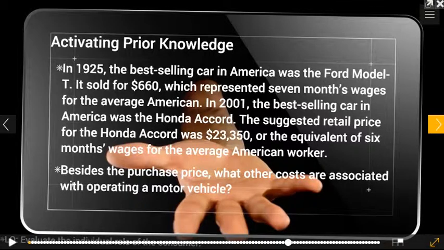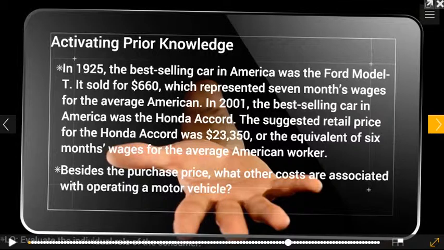In 1925, the best-selling car in America was the Ford Model T. It sold for $660, which represented 7 months' wages for the average American. In 2001, the best-selling car in America was the Honda Accord. The suggested retail price for the Honda Accord was $23,350, or the equivalent of 6 months' wages for the average American worker.